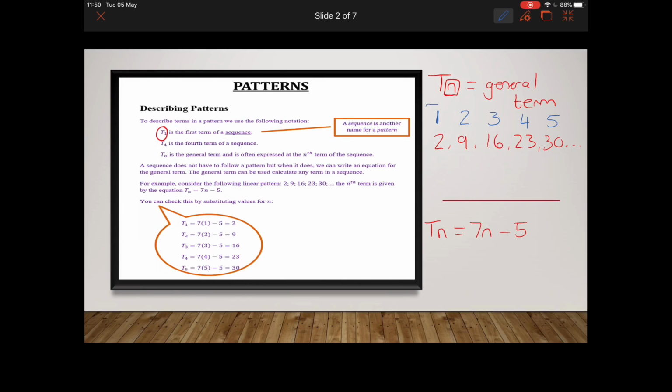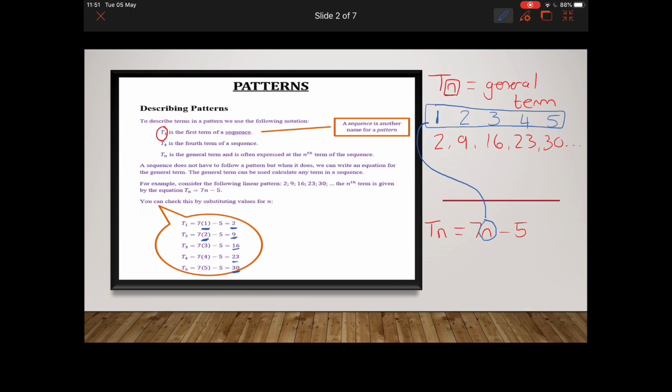what I'm going to do is I'm going to substitute these numbers into the place of n. If I substitute 1 in, I get 7 multiplied by 1 minus 5. So 7 times 1 is 7, minus 5 is 2. Same thing applies with the second one. If I substitute 2 into its place, 7 times 2, 14, minus 5 is equal to 9. 7 times 3 minus 5, 16. 7 times 4 minus 5, 23. And 7 times 5 minus 5, 30.